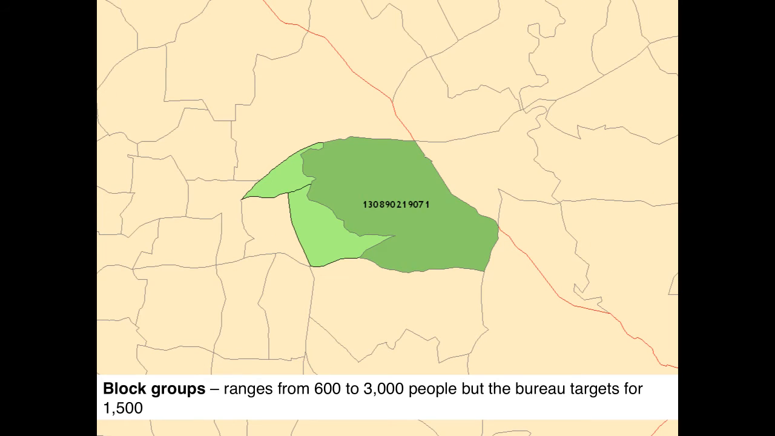Now, block groups, they range from 600 to 3,000 people, but the Bureau is targeting about 1,500 persons. And within the Stone Mountain tract, there are 3 block groups. Note the difference in size here.